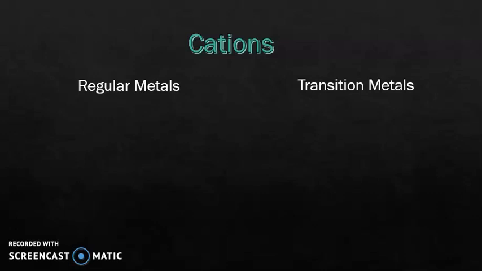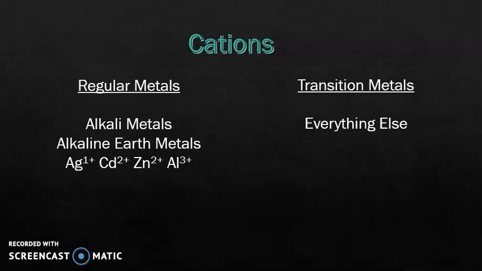Cations usually come in two flavors, those that we call the regular metals and those that we call the transition metals. Now, to be very, very clear, regular metals we're going to include any metal in the alkali metals, the alkaline earth metals, silver, cadmium, zinc, and aluminum. Transition metals are going to be classified as absolutely everything else.